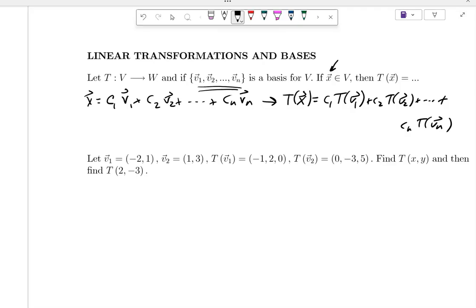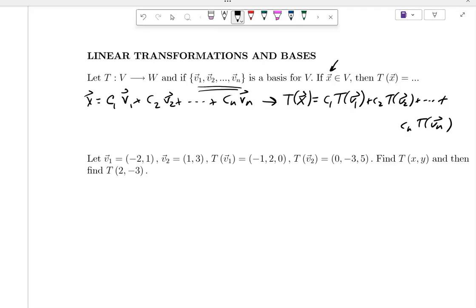Pardon me. I've got V1 and V2 are vectors in R2. I've got the outputs of V1 and V2. Those are vectors in R3. So my transformation here is going from R2 to R3. All right. My input vectors have two components. My output vectors have three. All right. So it's going from R2 to R3.